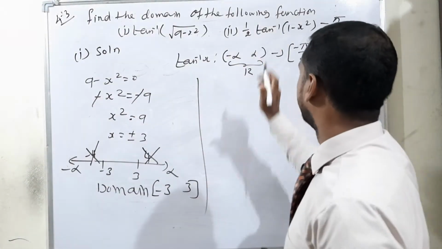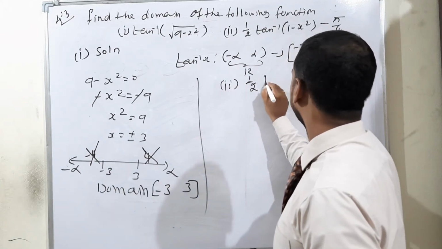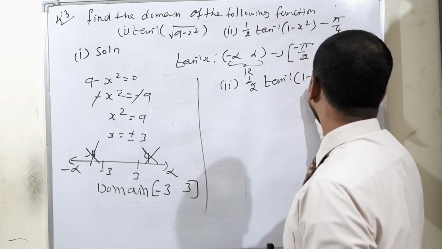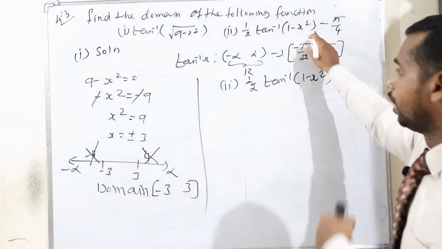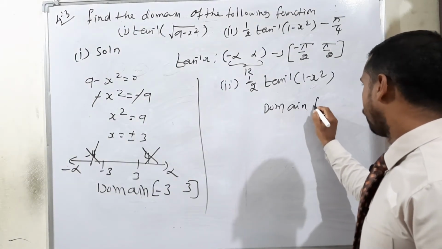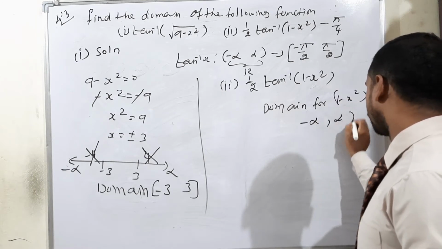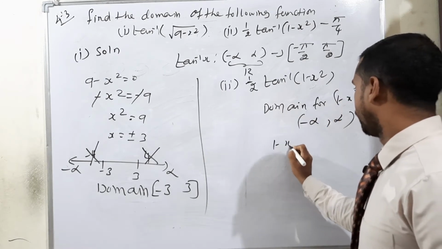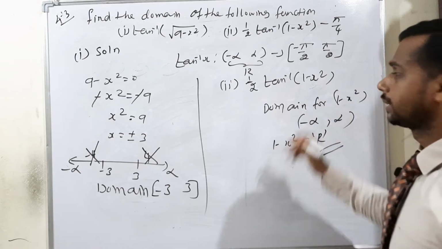Okay, subdivision 2, tan inverse of 1 minus x square. Here, simply we can say there is no square root, only x square is there. So, simply we can say the domain for 1 minus x square is minus infinity to positive infinity. Therefore, the domain is all real values. Okay, this is the answer for subdivision 2.